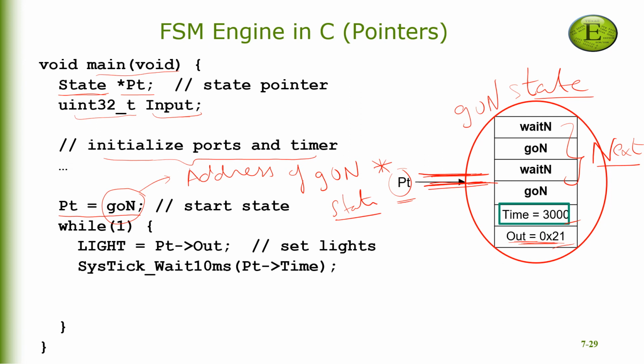And then, in the same way, we're going to retrieve the time variable of the data type state, and we're going to put that as an argument to the routine SysTick_Wait10ms, assuming that routine has already been implemented somewhere.